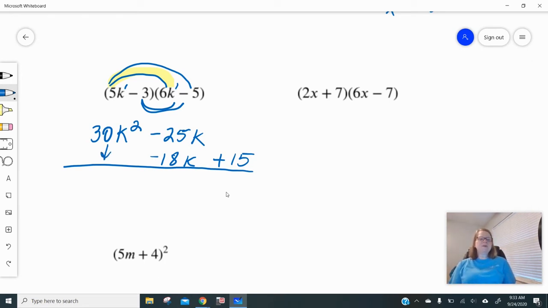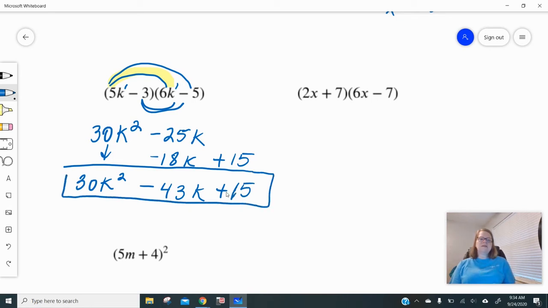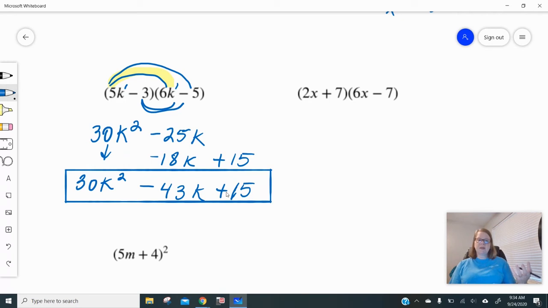So I'm just going to bring this down because there's nothing to combine. We've got a 30k squared term. And then these we can add together. So negative 25 minus 18 is negative 43k. And then I just have a 15. I don't have anything to combine it with. So plus 15. Now, as long as that's in descending order, we're done. And so we can check, and we've got a k squared and then a k and then a number. So yep, we're in descending order.